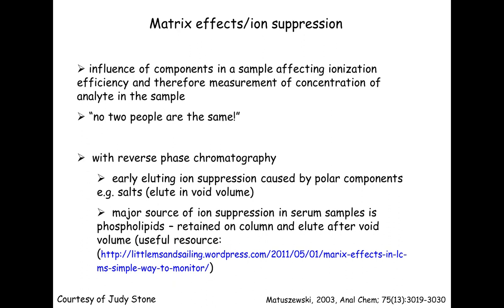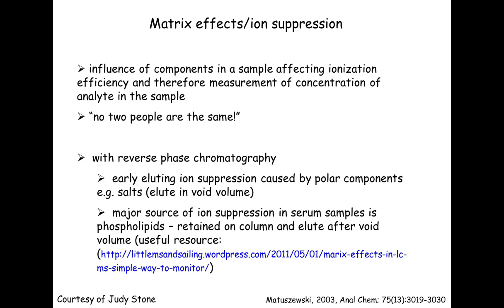So matrix effects or ion suppression is something that you hear talked about a lot when you're talking about mass spec, and it really is kind of a mass spec specific parameter that you have to validate. And so it's the influence of components in a sample affecting the ionization efficiency and therefore the measurement of concentration of the analyte in the sample. And essentially, the thought process is that no two people are the same, right? So no two samples are the same that are going to enter the mass spec.